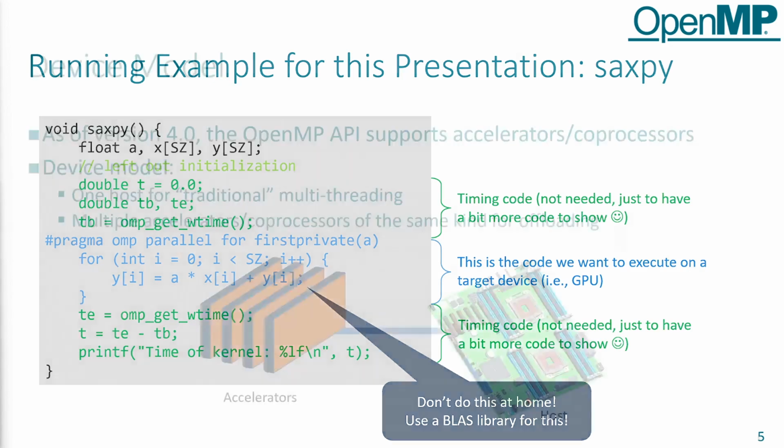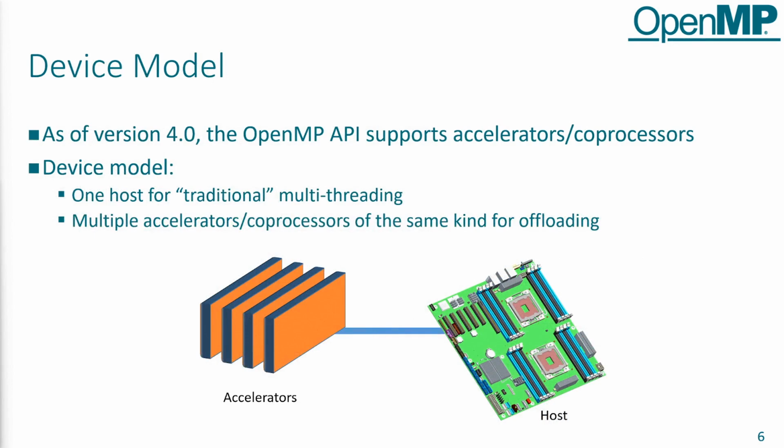All right, now let me talk about the device model. With OpenMP 4.0, the OpenMP language committee introduced support in the language for accelerators and coprocessors. And I'm specifically not saying GPU just yet, right? Everything that we will talk about will be useful in the context of GPUs, but that notion of an accelerator or coprocessor is much more flexible than being limited to just GPUs. And I'll come to that in a minute.